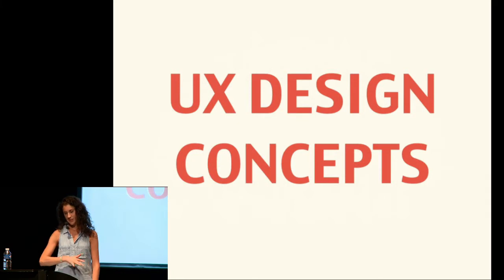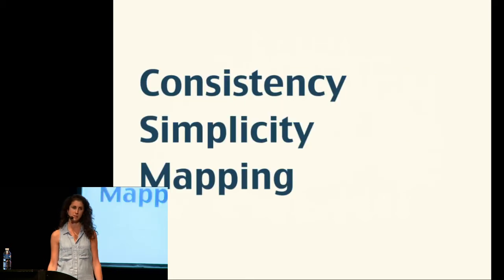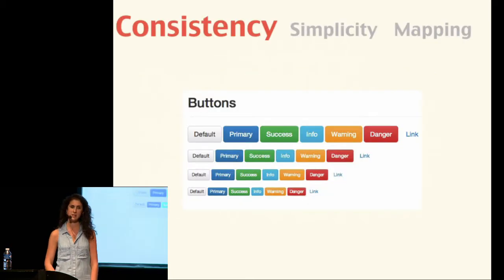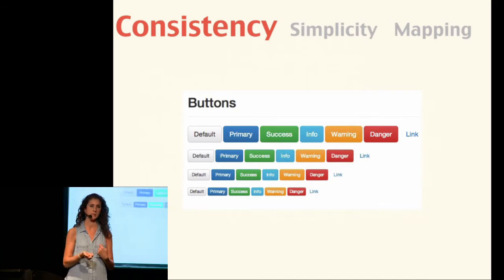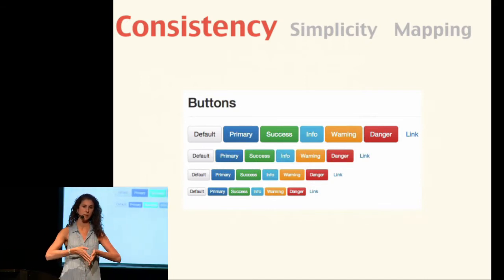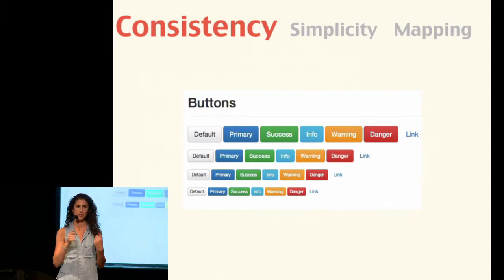So those are users. UX design concepts. I don't have that much time left, so I'm going to try to do this pretty quickly. There are a number of UX design concepts and principles if you talk to someone who's an expert in UX design, but I'm going to focus on 3 main ones. They are consistency, simplicity, and mapping. Consistency is the use of a symbol or an interface component or entry point into your API that appears in different places and maintaining a consistency between the uses of that symbol.